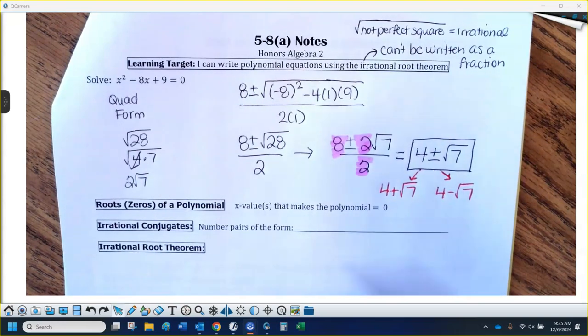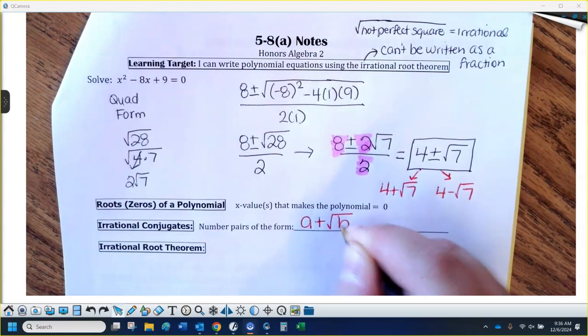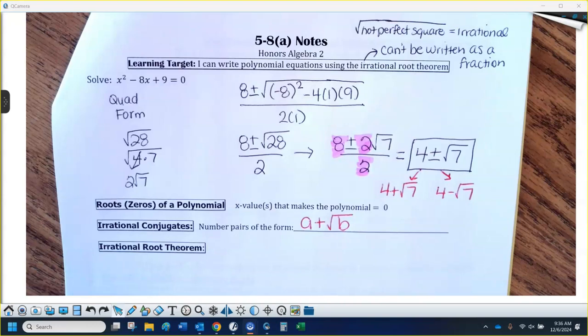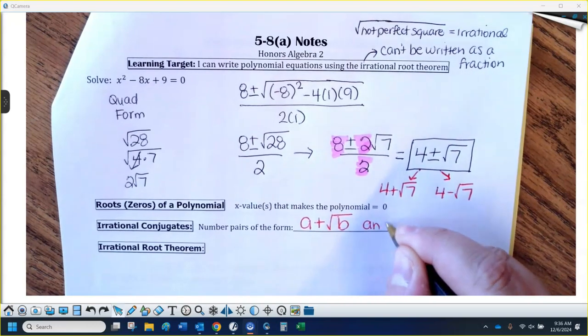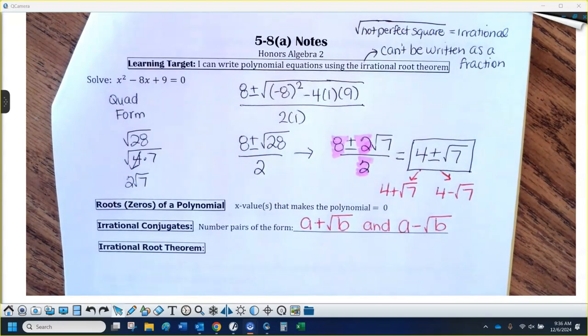So I'm going to write this like a general form. So it's a plus the square root of b. A and b would be replaced with numbers. B could not be a perfect square. And its conjugate is just a minus the square root of b. So if you look at the format, those two things I had written, 4 plus root 7, 4 minus root 7, they are identical. The only difference is one has a plus and one has a minus in between.